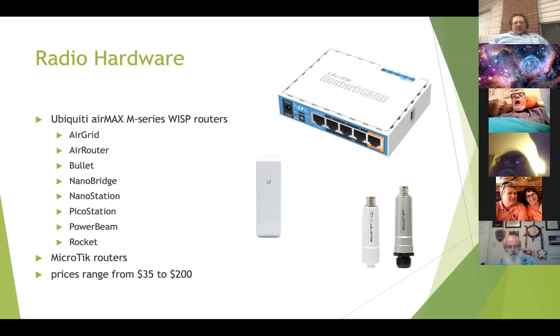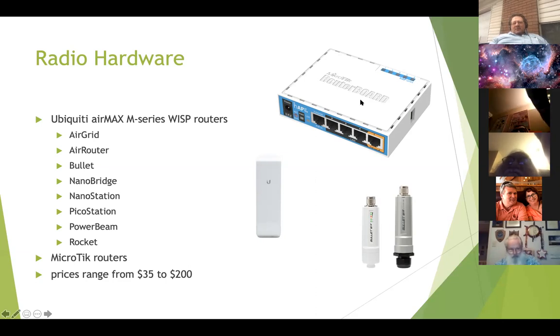They'll use things like AirGrid, AirRouter, the Bullet. These ones on the bottom right are called Bullets. They have a connection for the antenna and a connection for an Ethernet on the other end. This one on the left, I believe it's a Rocket. It has a couple of network connections, a couple of antenna connections, and this is designed to be mounted outside. It's weatherproof. You'd mount it like on the side of your house or something like that.